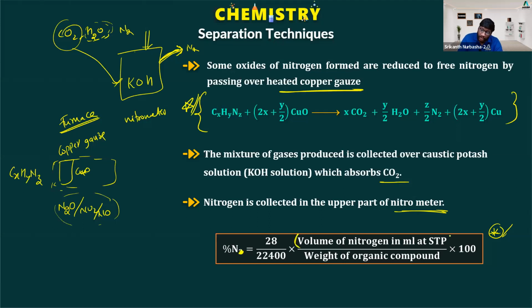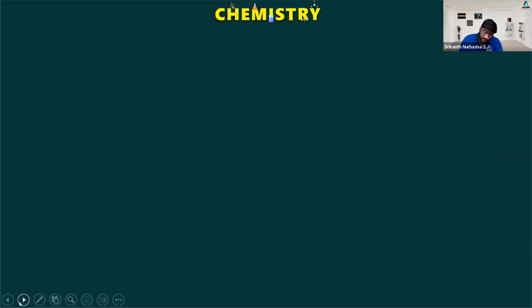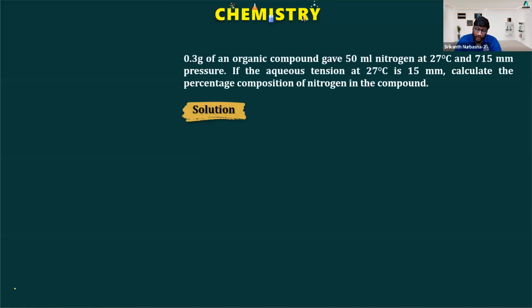This you have to find out, the volume of nitrogen at STP, but they won't give you the volume at STP. They will give the volume of nitrogen evolved at other conditions. We have to find out this volume. How to find out this volume? By applying the ideal gas equation. Let us solve an example, you will get clarity. All of you try to solve.